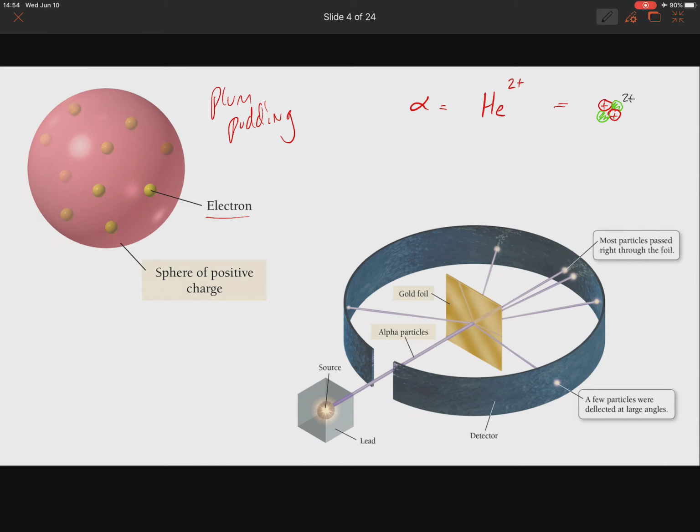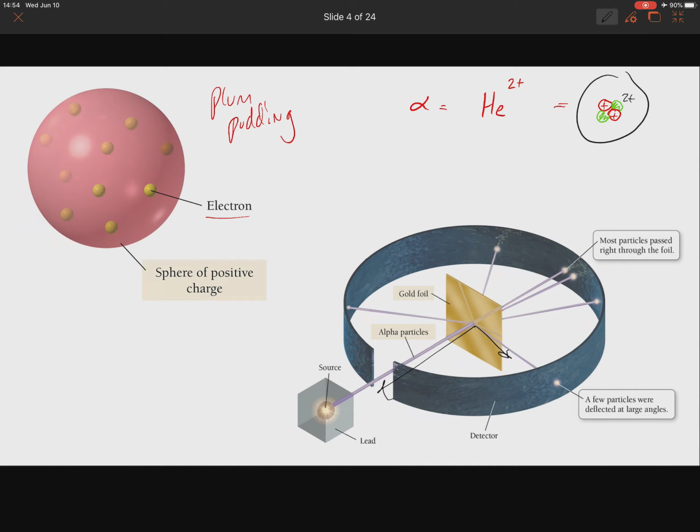Now, the idea is that they're going to shoot these particles that are already themselves positively charged at this gold foil. And what they saw was that most of the particles actually passed right through the gold foil, but some got deflected. And some got deflected at really sharp angles, like back at the detector or off to the side. And the only thing that essentially could do that would be something else that's very, very positively charged.